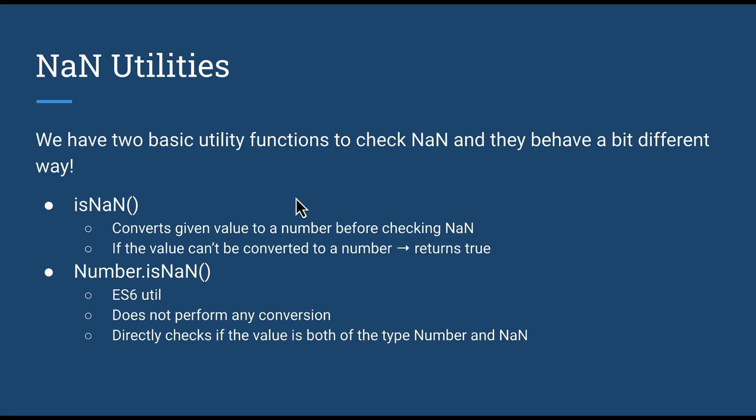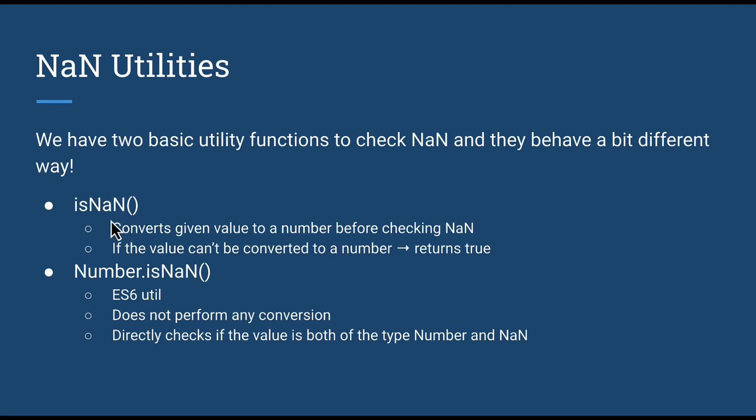All right, so we have two basic utilities to check whether a given value is not a valid number. The first one is isNaN. This was introduced in ECMAScript 1, and the second one is the Number utility. It has an isNaN function. So using these two, we can check whether the given value is NaN or not. But even though we have these two functions, these two behave in a different way.